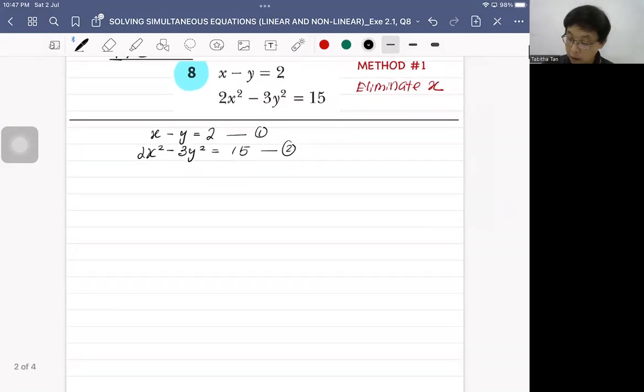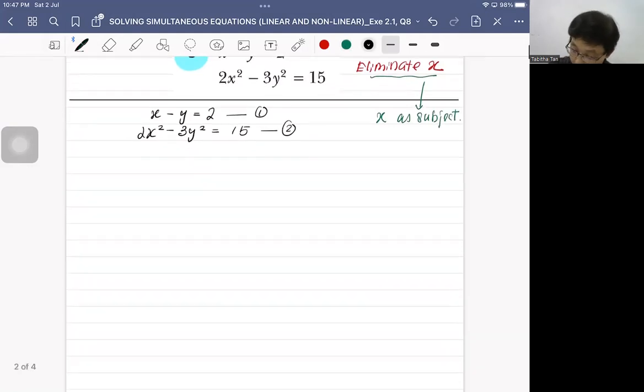As promised, we are going to eliminate x. First, we're going to rearrange one of the equations so that x becomes the subject. I'm just going to note down here: in order to do that, we're going to make x the subject. That's just a little note for all of us.